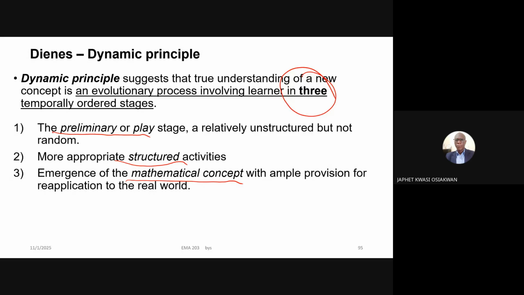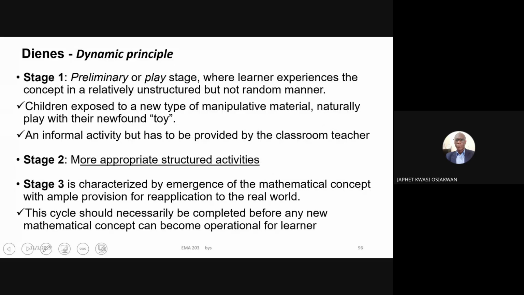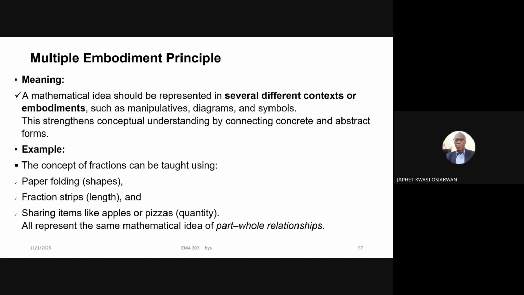So in the preliminary play stage, you give them the materials to play with, unstructured. Then you come to a more appropriate structured activity, and from there the concept emerges. I think I've explained this already: the preliminary stage, then a more structured one, and then we come to where the mathematical concept is taught or may emerge. Any question before I go to the next one?